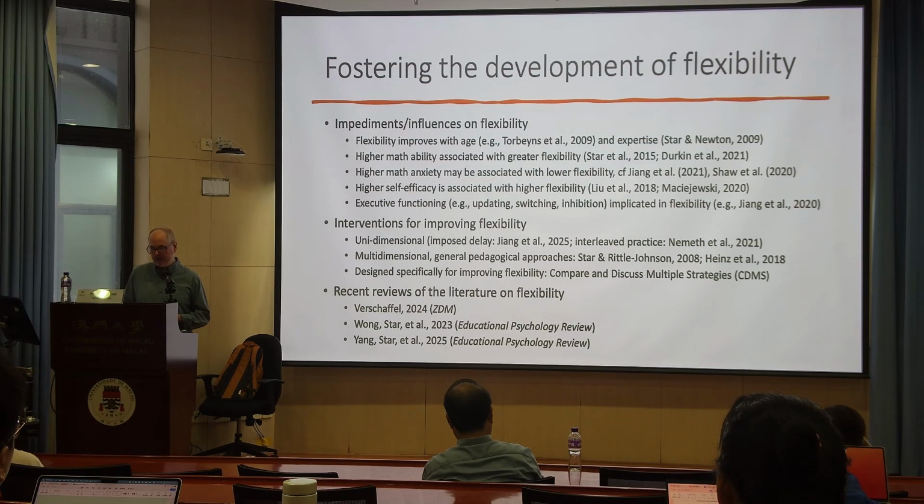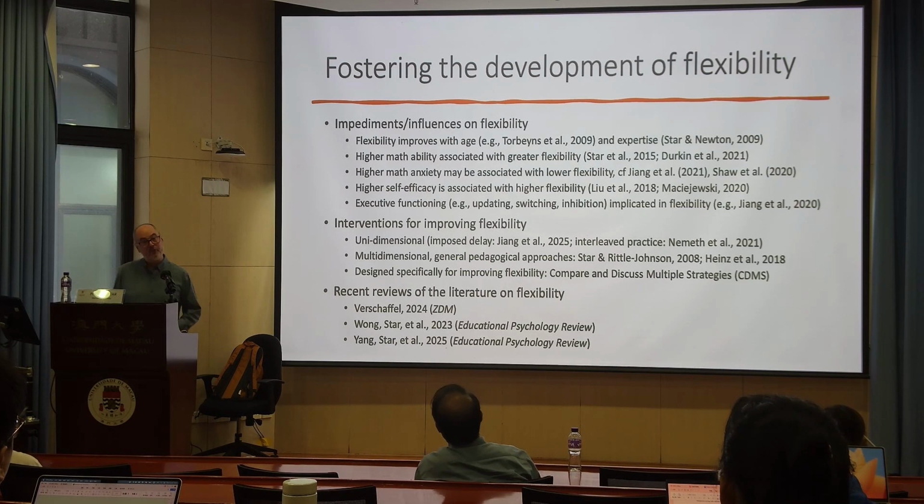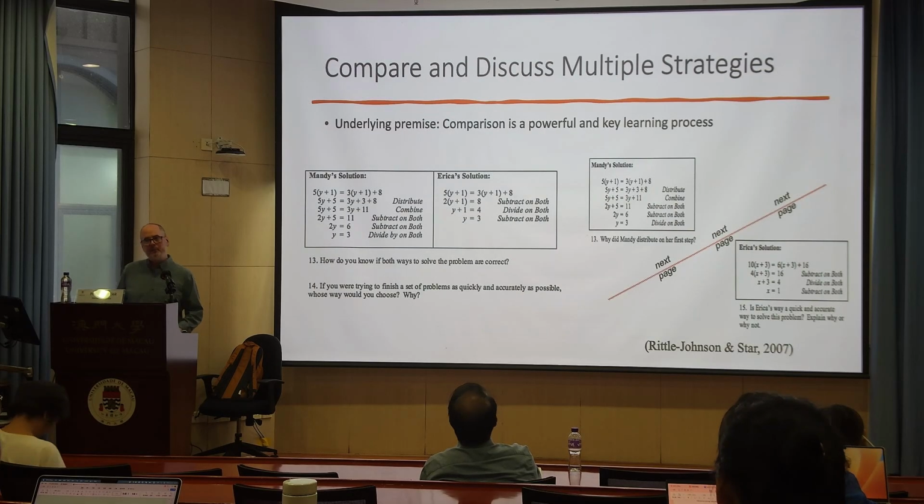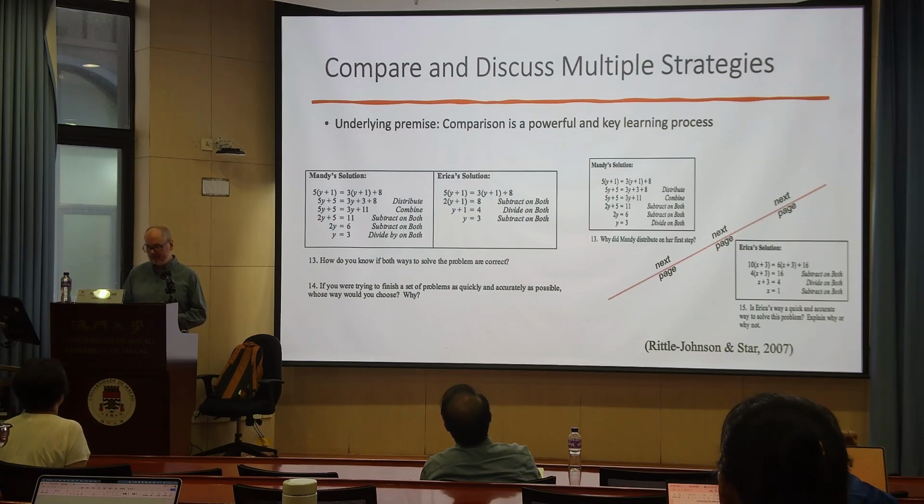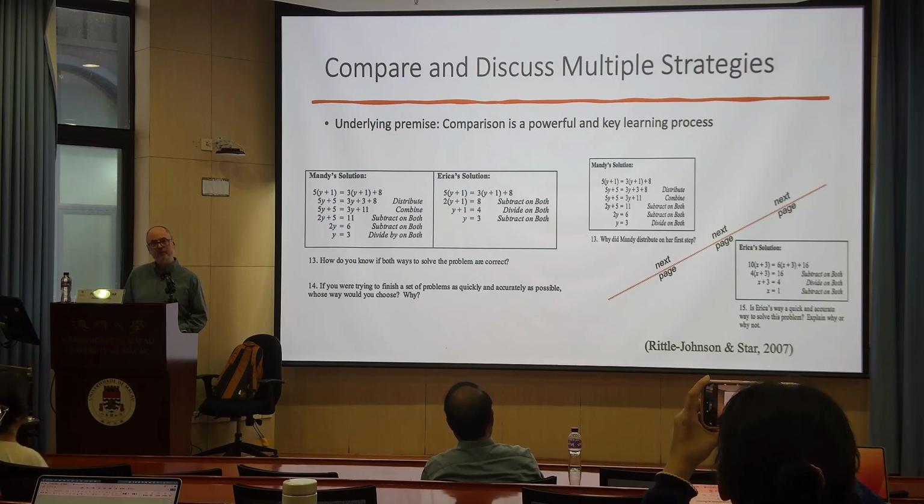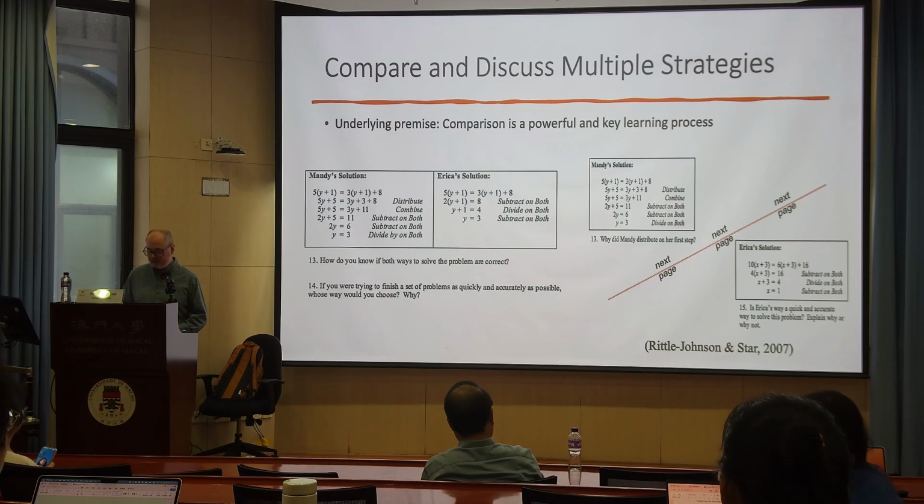So let me move now to talking about the work that we've done on this intervention for improving flexibility that we call Compare and Discuss Multiple Strategies. The underlying premise of this work is that comparing and contrasting, comparison, is a powerful and key learning process. There's been a great deal of psychological research indicating that comparison helps learning in a lot of disciplines, including in mathematics. And in addition, comparison plays a big role in the teaching of mathematics, in that we know that expert teachers tend to use comparison more regularly, and that teachers in higher performing countries tend to help students compare more than in other countries.